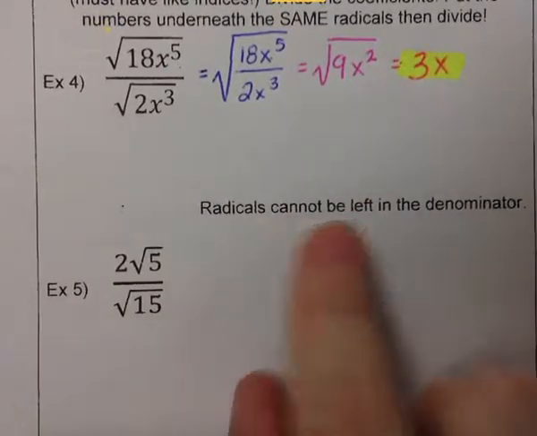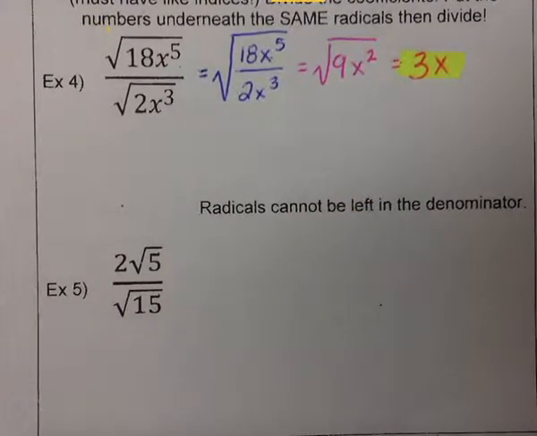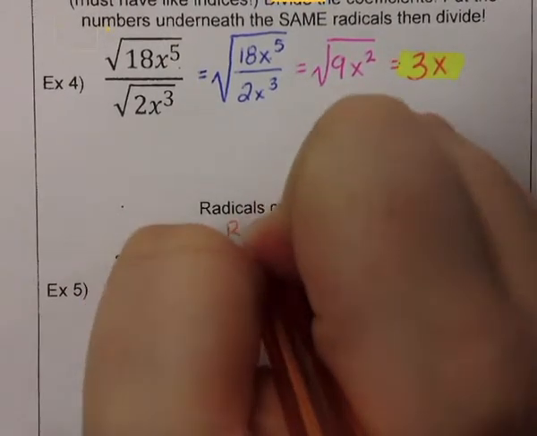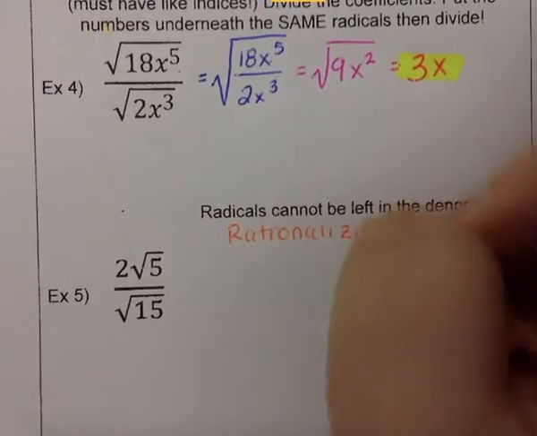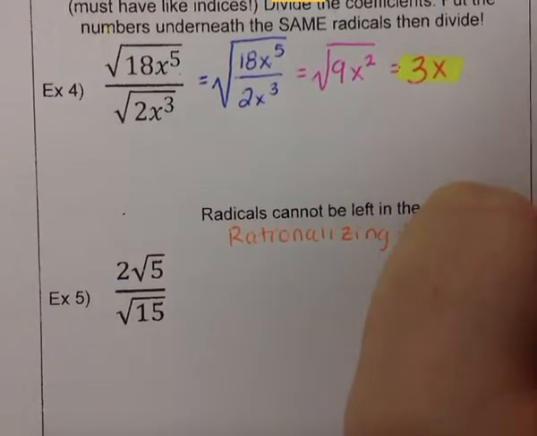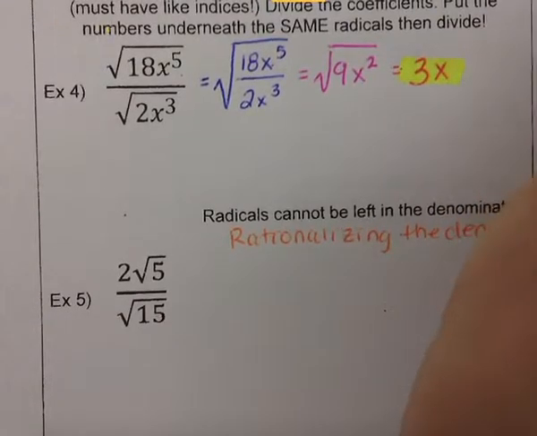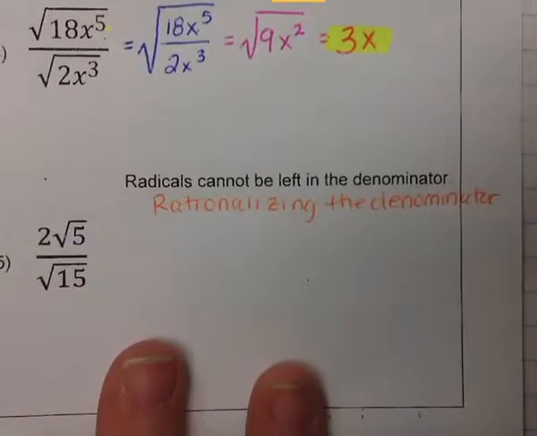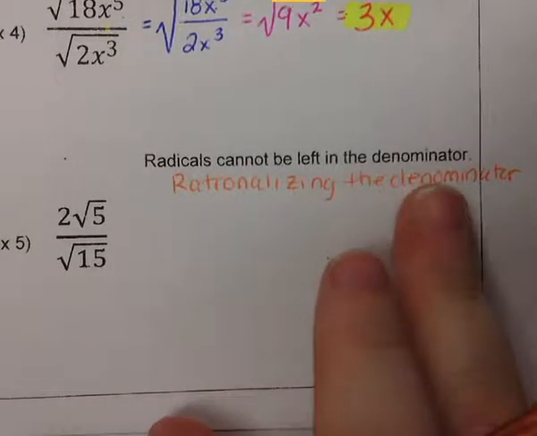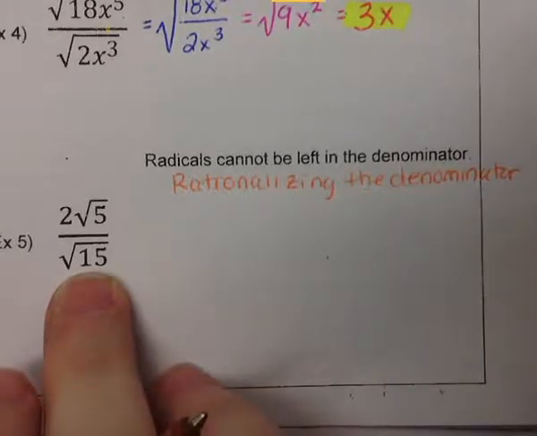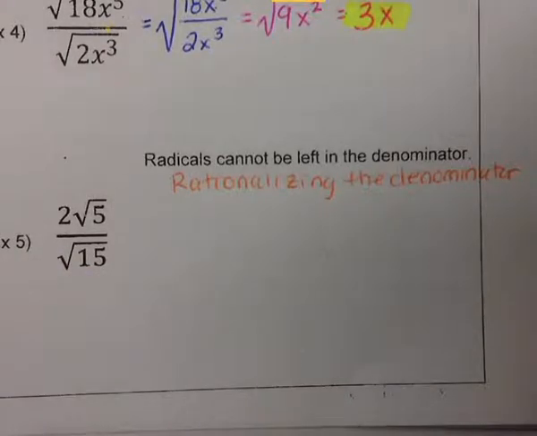So going on to radicals cannot be left in the denominator, this is when we would have to do what's called rationalizing the denominator. I'm going to write that out. Rationalizing the denominator. Because we want a rational number in the denominator. Right now, the square root of 15 is an irrational number. So I don't want to have the square root of 15 in the denominator.